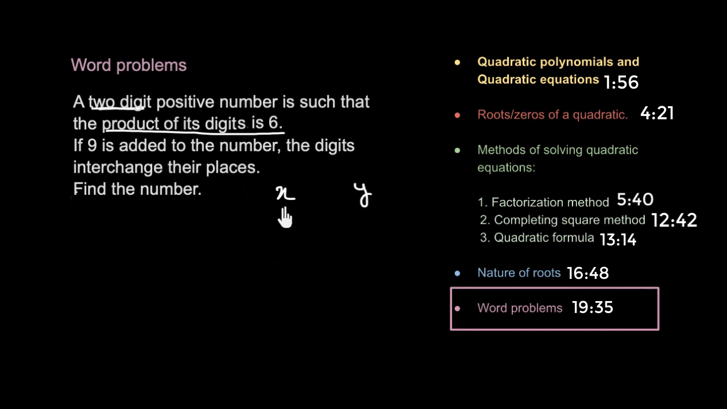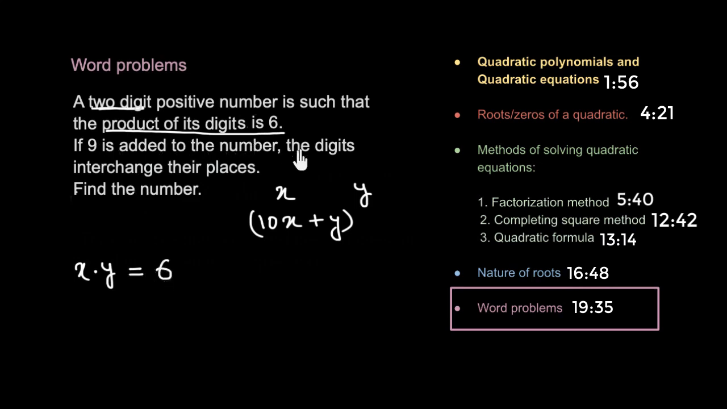So what would the number be? 10 times x, number multiplied by its place value, plus 1 times y. So this would be our original number. Now let's reread the question. The product of its digits is 6. That is x and y. The product of x and y is 6.